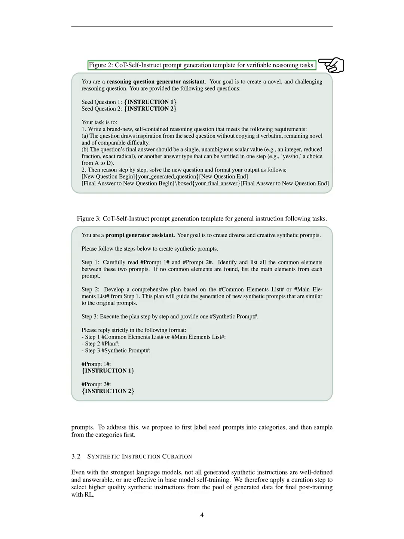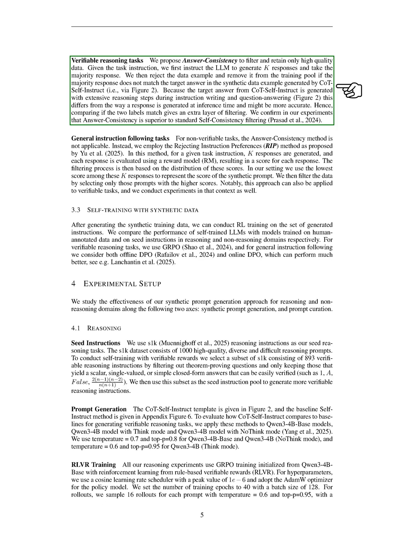In the second stage, we curate the generated synthetic instructions, as not all of them will be well-defined or effective for training. We implement a filtering method called answer consistency to retain only high-quality data. For each task instruction, we have the model generate multiple responses and select the majority. If this majority response does not match the target answer, we discard that example from the training pool. This method provides an additional layer of filtering, as the target answer is derived from extensive reasoning steps, making it potentially more accurate than responses generated during inference. Our experiments confirm that answer consistency outperforms standard filtering methods.